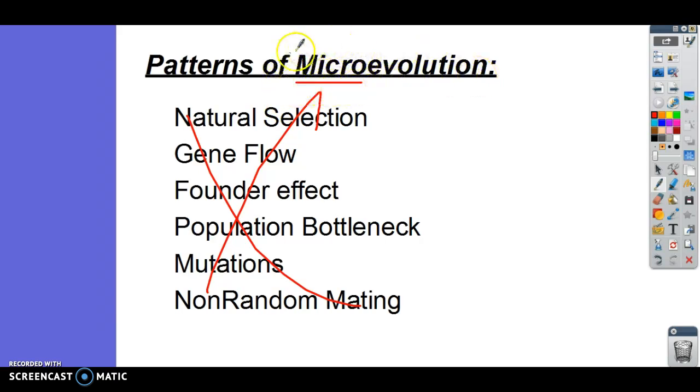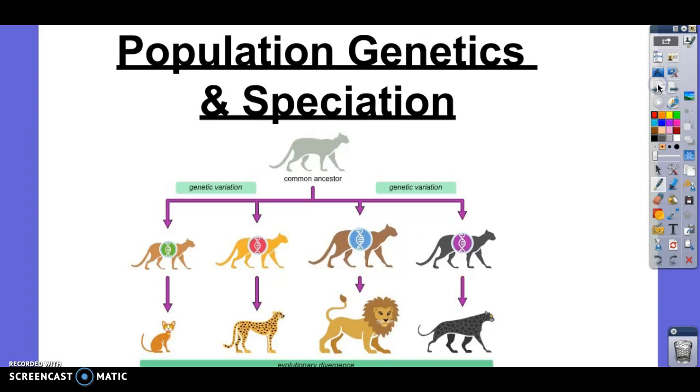Remember, we said micro means small, like macro means big. So macroevolution is evolution on a big scale, so at the species level. Microevolution is on a small scale. It's at the gene level. So let's just recap really quickly what we've learned previously about all of this. All right, so what have we talked about before?